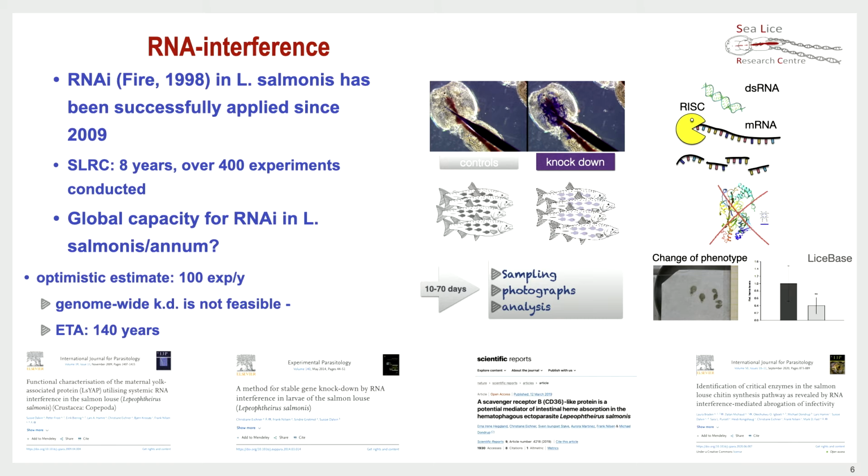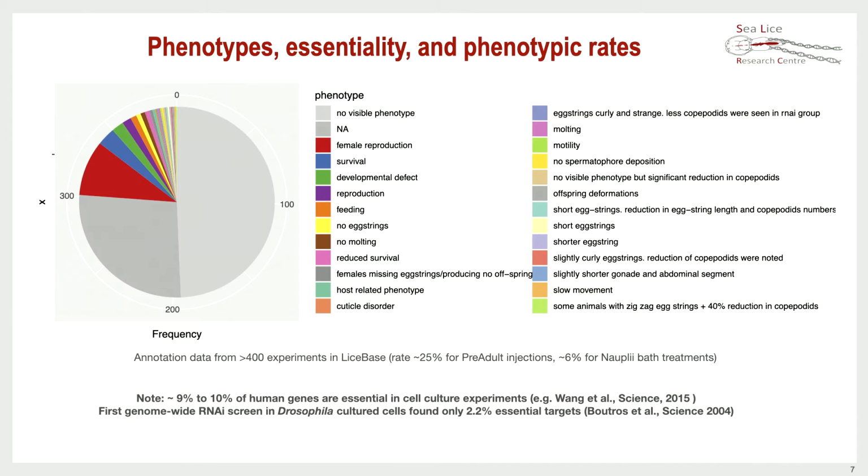So genome-wide knockdown is not feasible in this organism, in parasites, right? So if we cannot choose all genes, what's the probability that we choose any gene where we see something? Taking LiceBase, there are experiments there, and the phenotype is annotated. So here you see the phenotypes, the essentiality, and the phenotypic rates of these 400 experiments in the pie chart. So this is no visible phenotype, and this is NA, I assume.